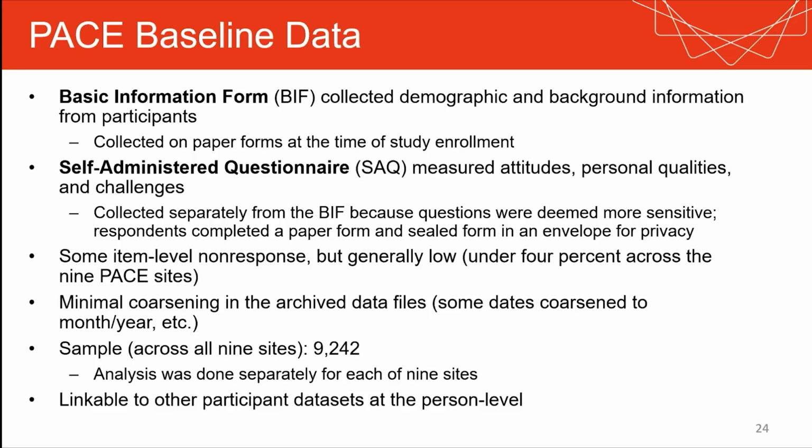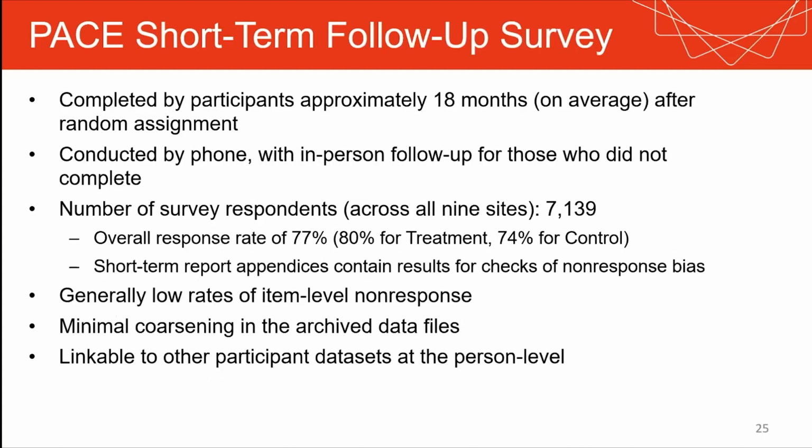The sample here, which is the full PACE sample, 9,242. As Nicole mentioned, the analysis was done separately for each of the nine sites, but it's all included in a single data file. And across all the PACE data files, all the files have the same PACE ID, so they can be linked, except for the implementation data, which I'll mention. All the individual level files could be linked together using the PACE ID. So that's the baseline data.